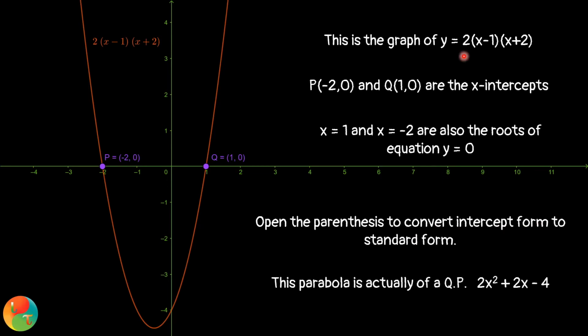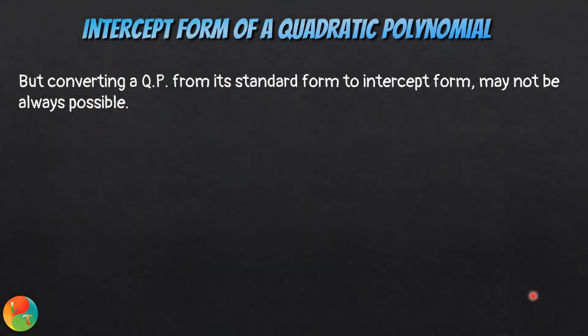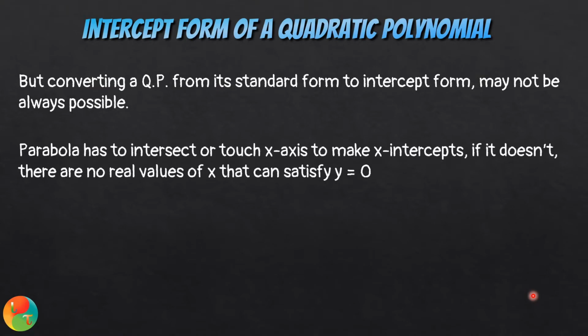So when I'll open the parenthesis, that is when I'll solve the right hand side, I'll get the quadratic polynomial 2x square plus 2x minus 4. So this parabola is actually representing the quadratic polynomial 2x square plus 2x minus 4. So here we have talked about converting the intercept form to the standard form. But converting a quadratic polynomial from its standard form to the intercept form may not be always possible. Parabola has to intersect or touch x-axis to make x-intercepts. If it does not, there are no real values of x that can satisfy y is equal to 0.